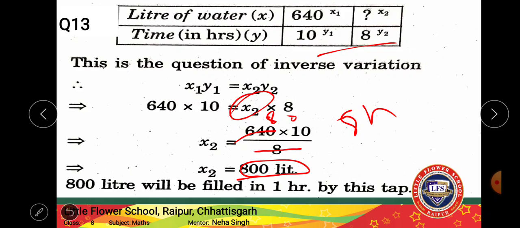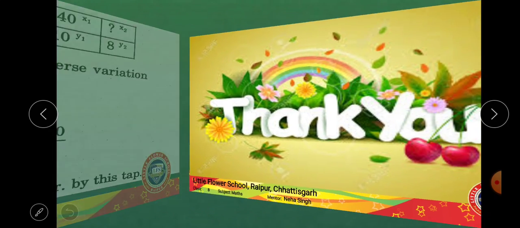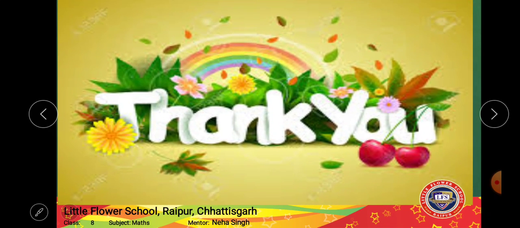Okay. So this was the exercise. Last question of the exercise. With this we also finish chapter 7. You'll complete your copies and do the homeworks regularly. Okay.